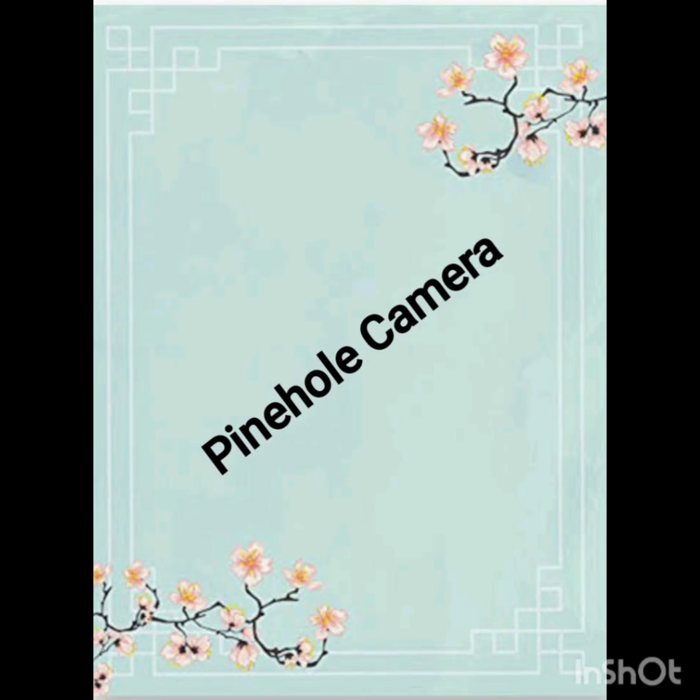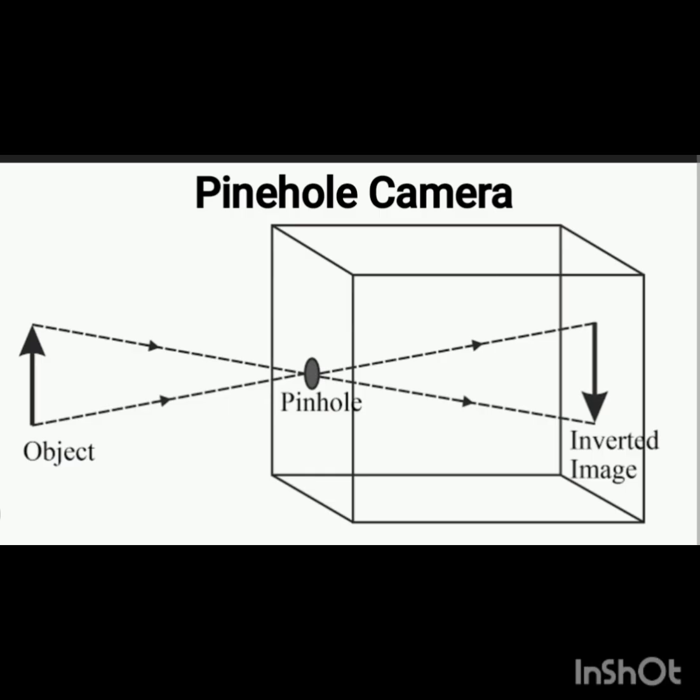Let's learn about pinhole camera. What is a pinhole camera? A pinhole camera is the simplest type of camera in which the image of an object is obtained through a very small hole called a pinhole. It works on the principle of rectilinear propagation of light.